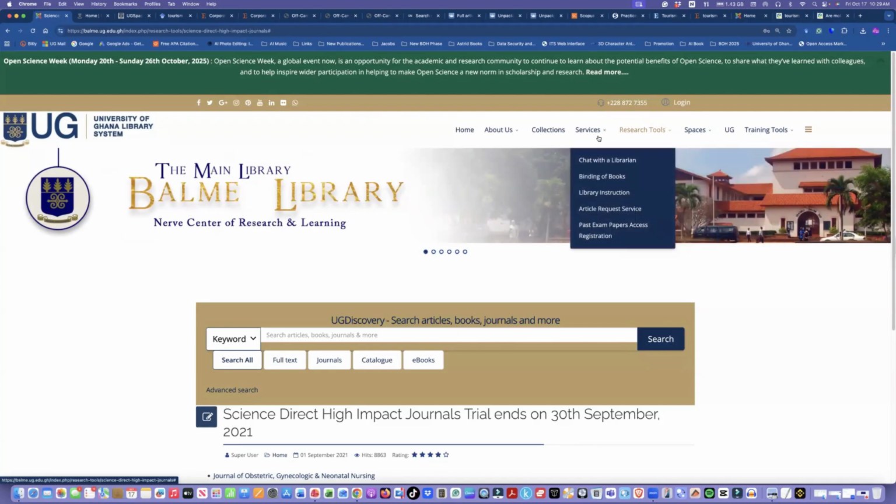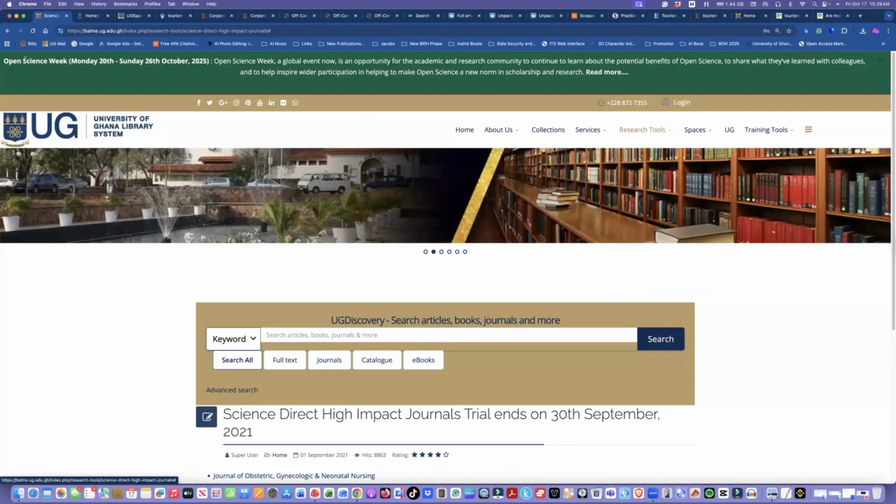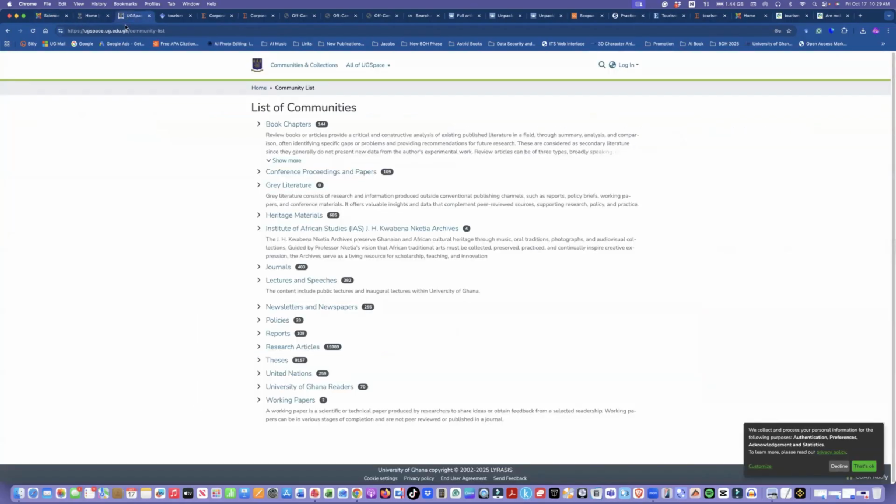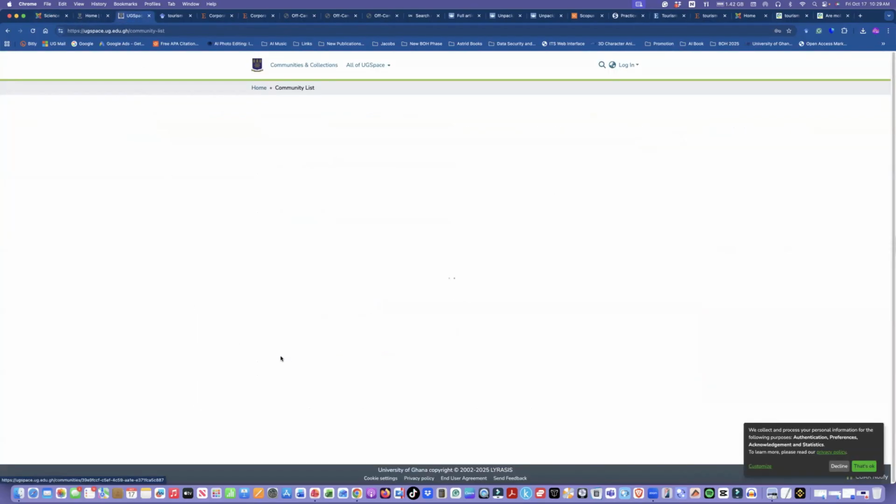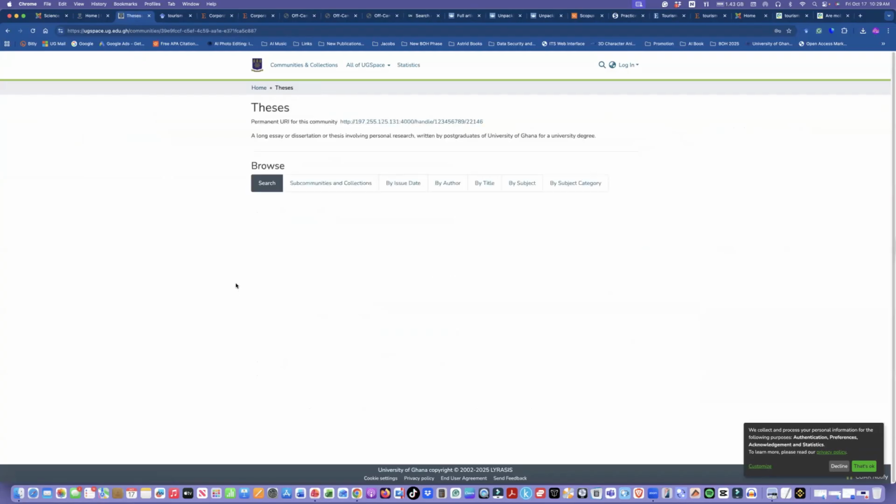Okay. No, just type UG space in the address bar. It will take you straight to it. I think they've changed it. Okay, the thesis is here. I've seen it is down here. So the thesis is down here, then you click on it to open.